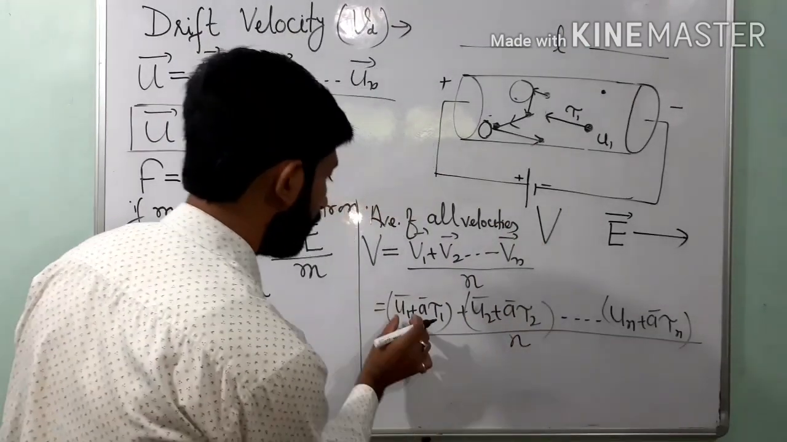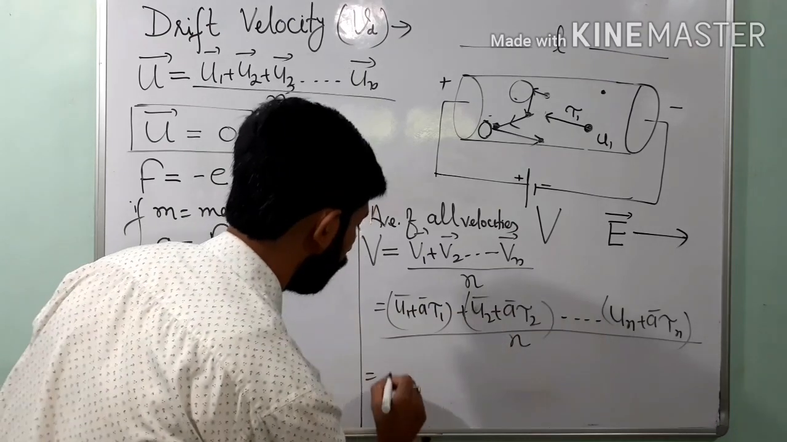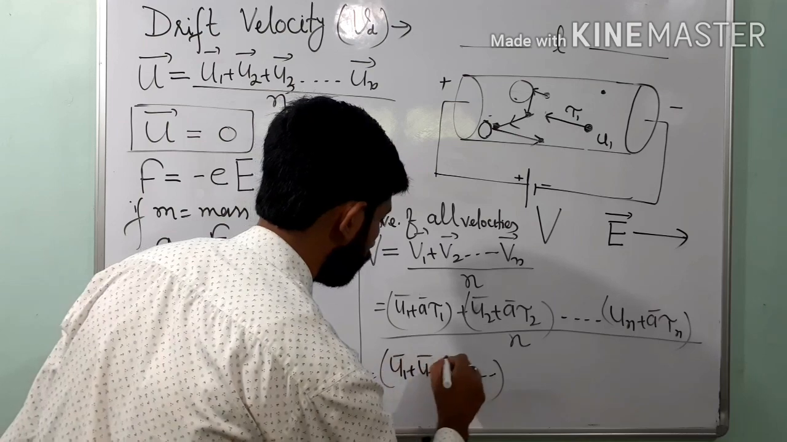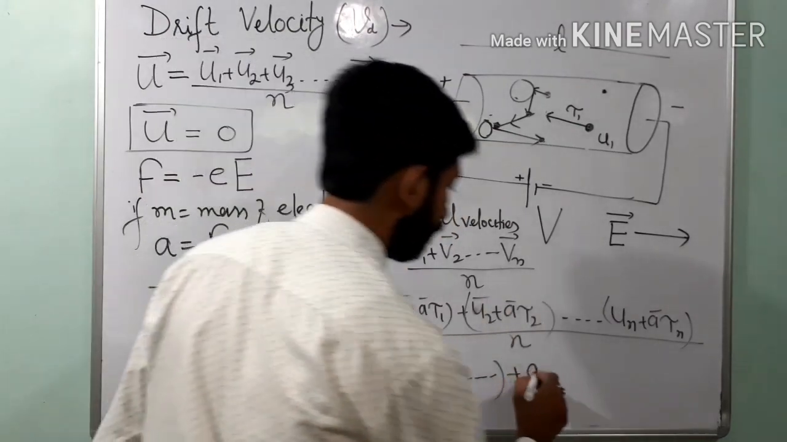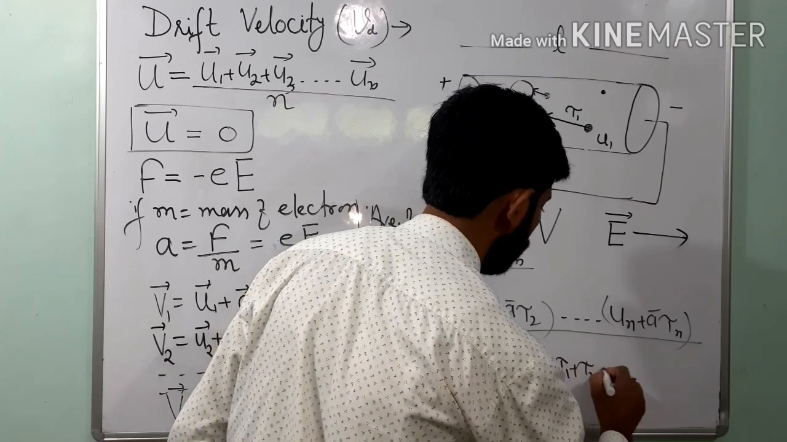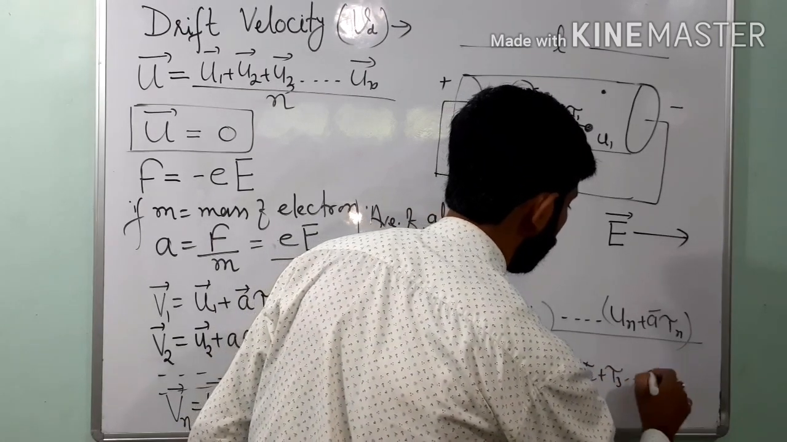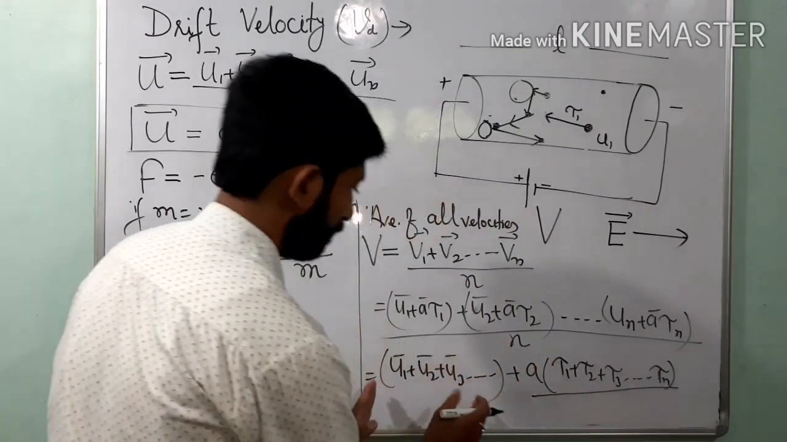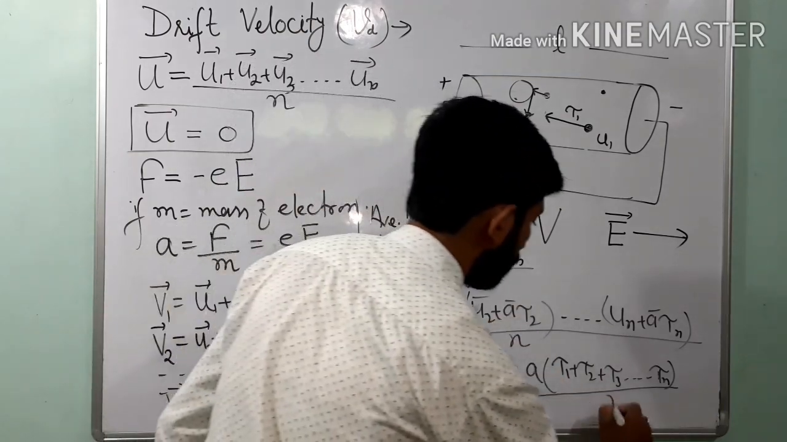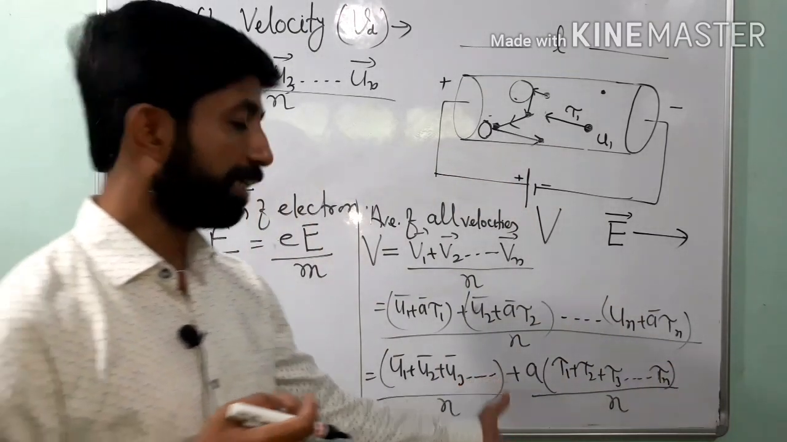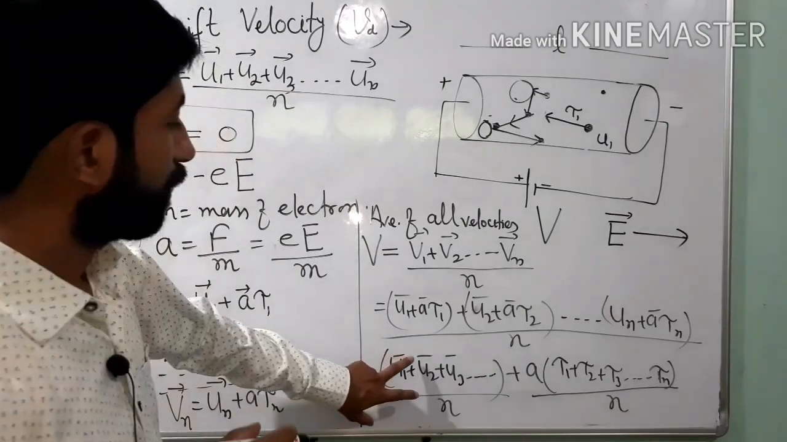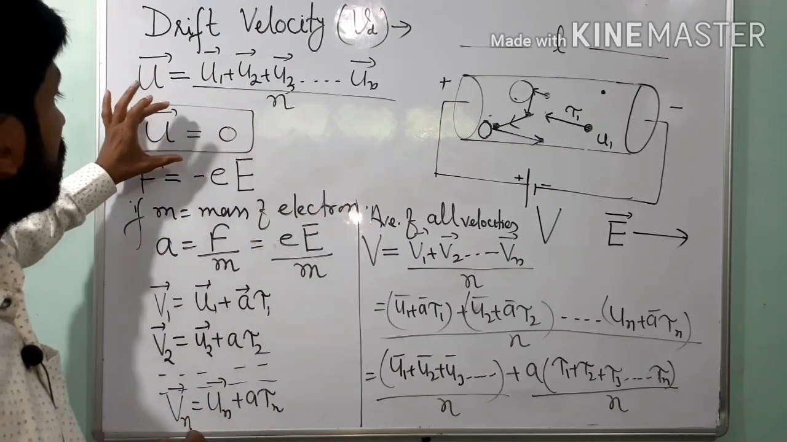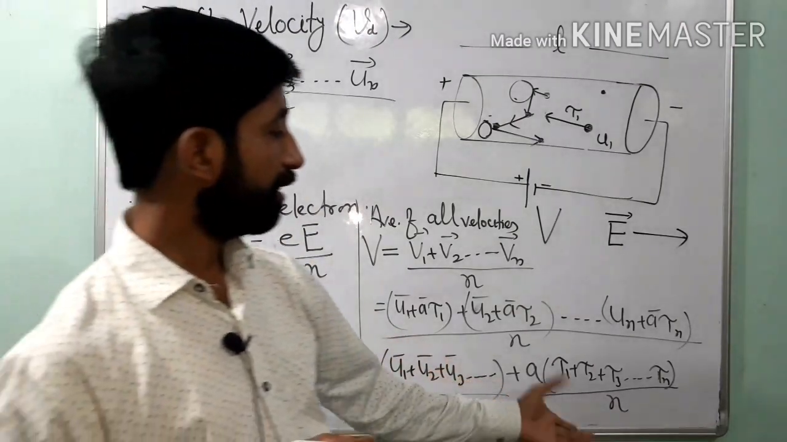So collecting first u1, u2, u3 and so on, plus a is common, times tau 1 plus tau 2 plus tau 3 and so on, all divided by n. I can put this n twice if you are very clear in mathematics. Hopefully this is not creating a problem for you. So guys, this is what the thermal velocity average is, and as per this equation the average of u has to be 0 and we are only left with this equation.